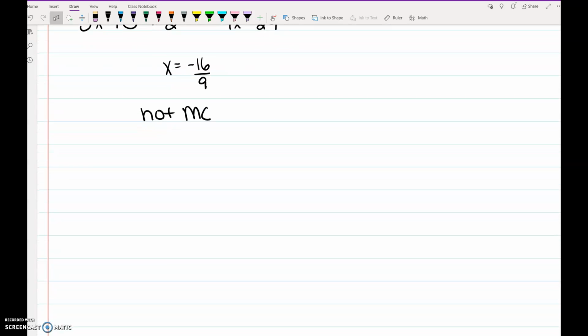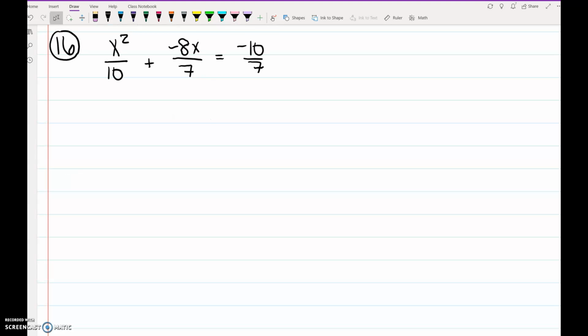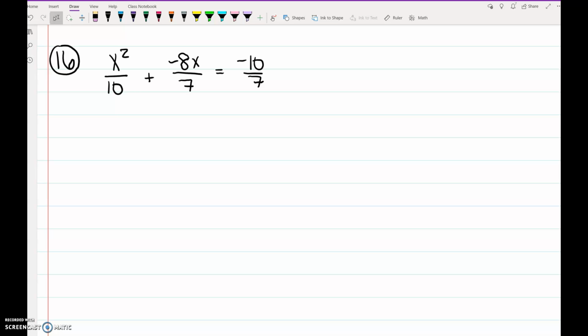Okay, for number 16, yes, number 16. On this problem, you can treat it the same way we did the previous one. You just don't have to factor first. So multiply everything times 10 times 7. The 10 cancels, so we have 7x squared. The 7 cancels, so we have plus a -80x. 7 cancels, we have -100.